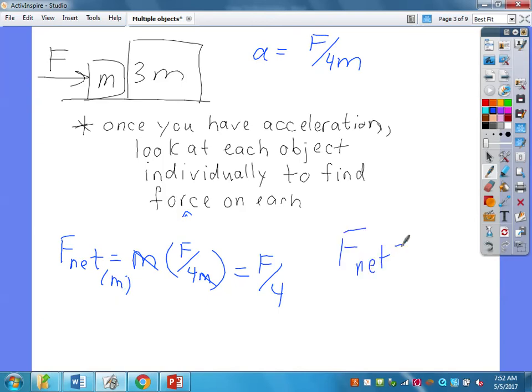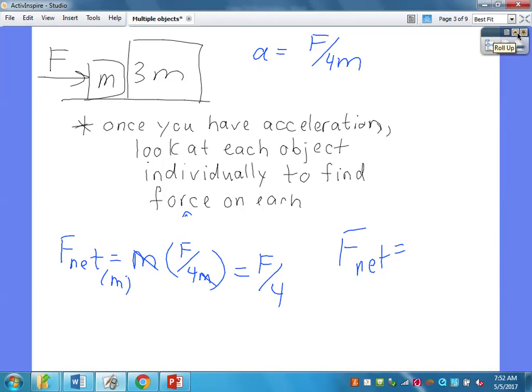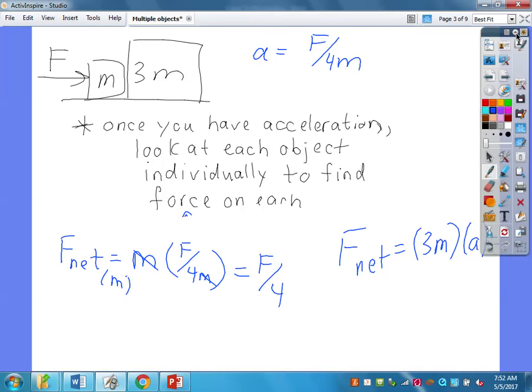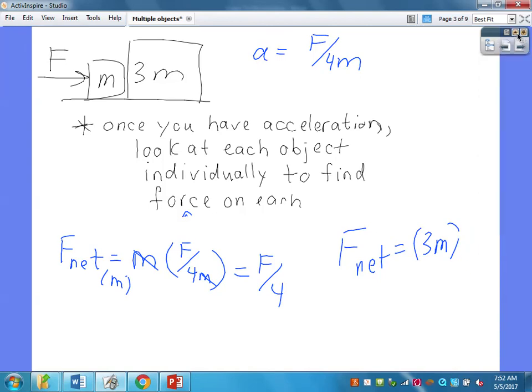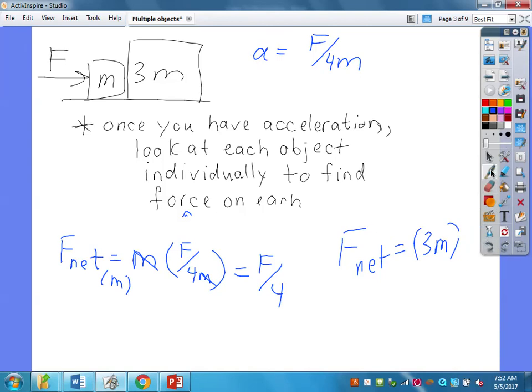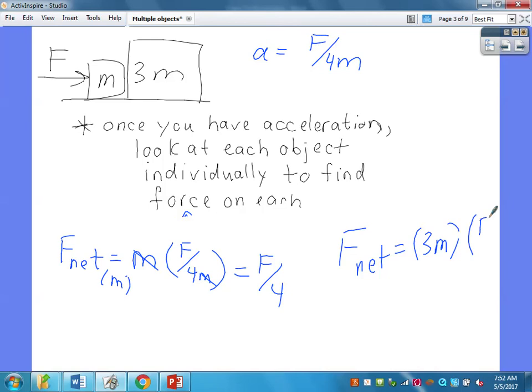The net force on 3M, okay? The net force on 3M would be 3M times A. No, I'm being silly here, sorry. I already know what A is. 3M times F over 4M. Once again, M cancels out, so this will be 3F over 4.